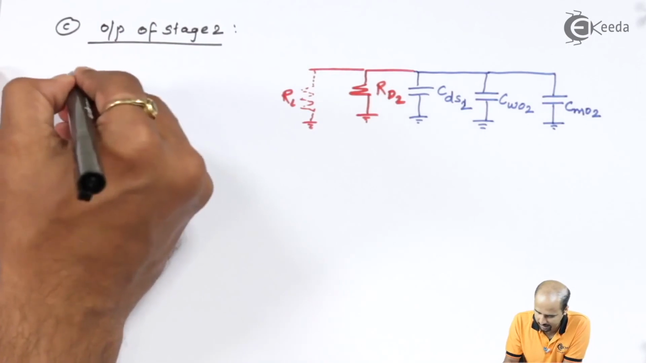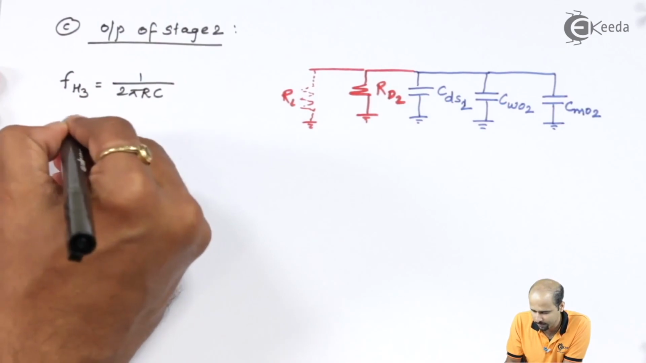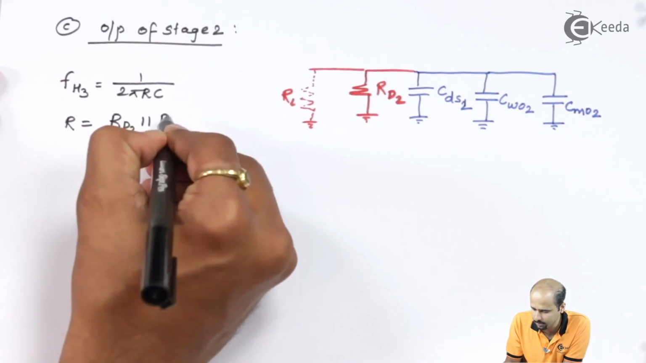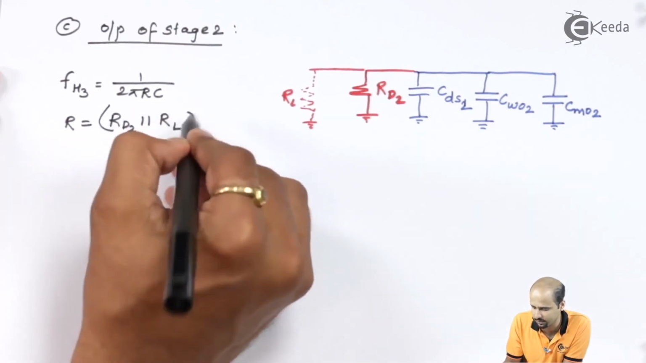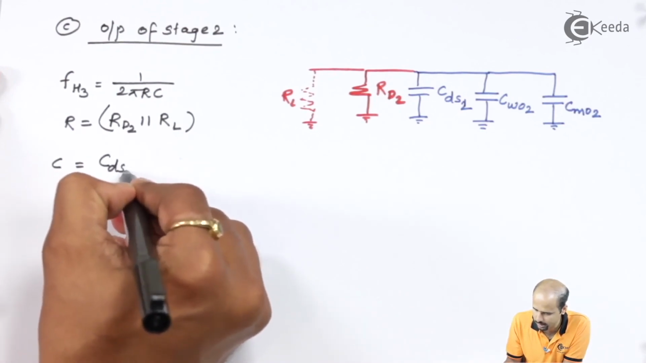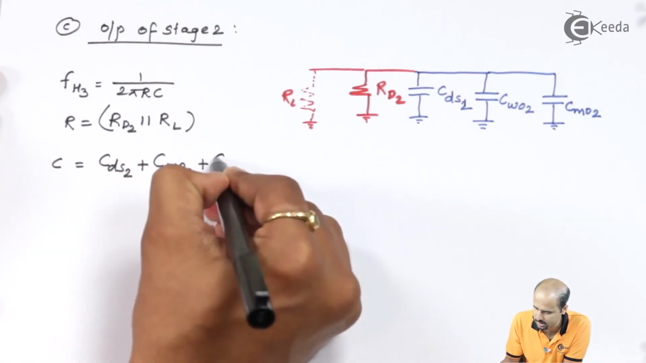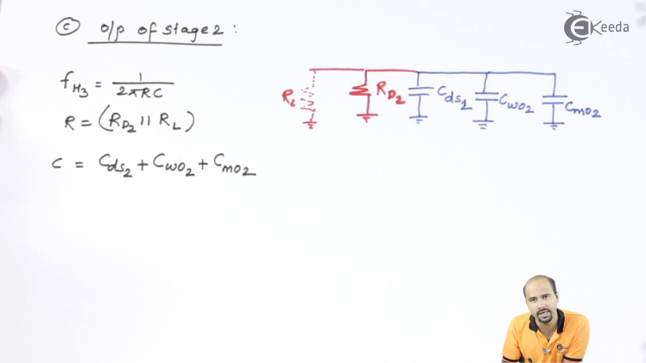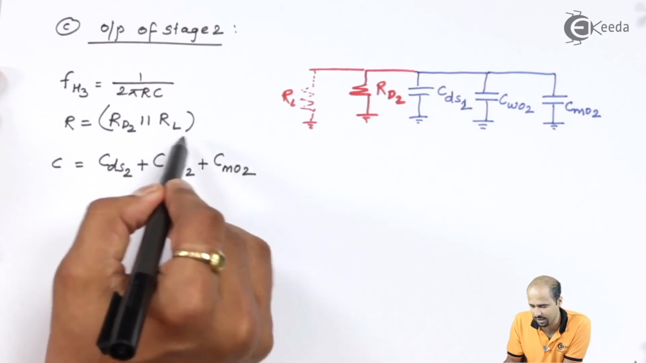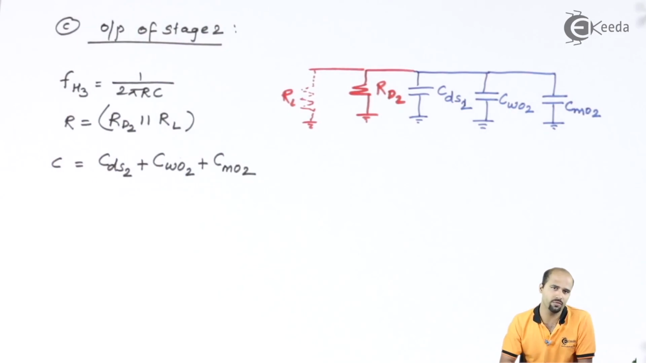So simply we will write FH3 is equal to 1 upon 2 pi RC, where R is equal to the parallel combination of RD2 and RL, right? If RL is given, okay, and C is equal to CDS2 plus CWO2 plus CMO2, right? This is how we have calculated the value of FH3. Now the question arises that obviously if RL is not given, we just have to write the value of RD2, right? So we have got the values of FH1, FH2 and FH3.